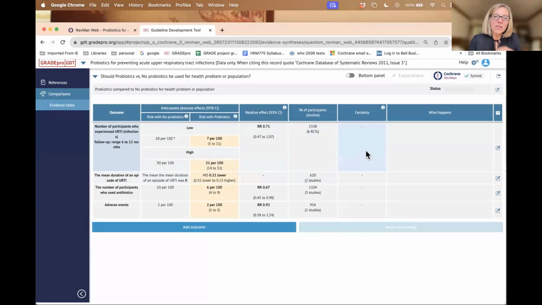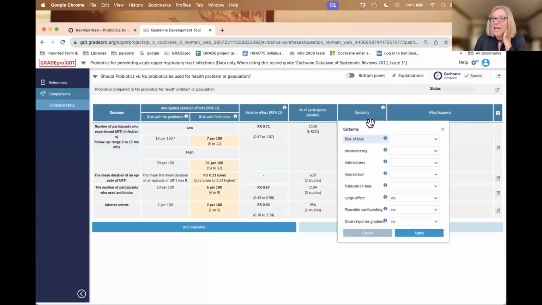Okay, so let's go on to how we might assess the certainty of the evidence. I'm just going to click on that field and you'll see all of the GRADE domains listed for you: risk of bias, inconsistency, indirectness, imprecision, and publication bias. These are the ones for randomized control trials that we most often will use.